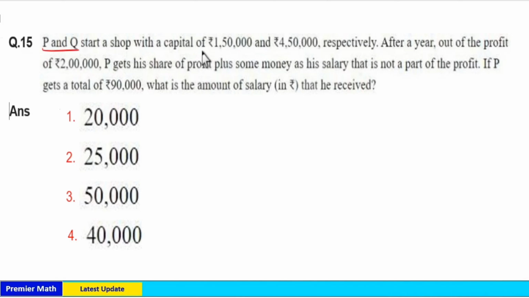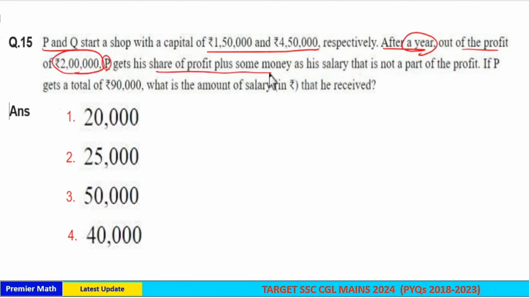P and Q started a shop with capital of 1,50,000 and 4,50,000 respectively. After a year, out of the profit of 2 lakh, P gets his share of profit plus some money as his salary. That is not part of the profit. If P gets a total of 90,000, what is the amount of salary that he received?